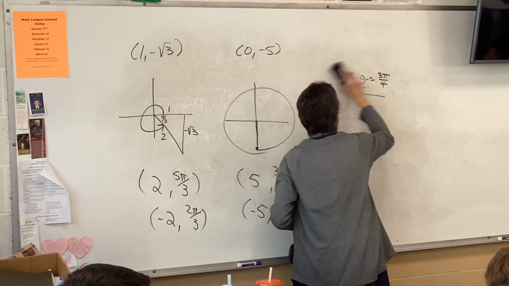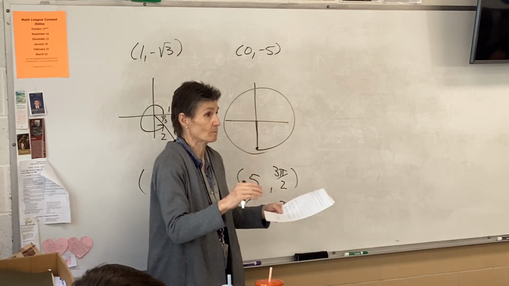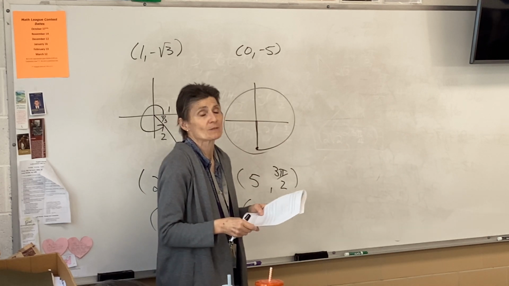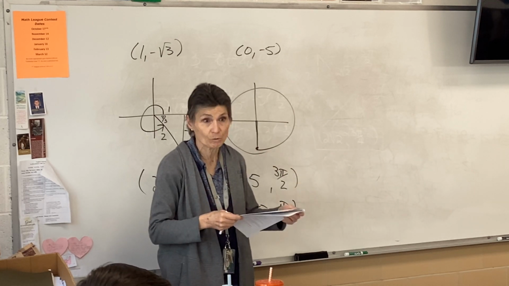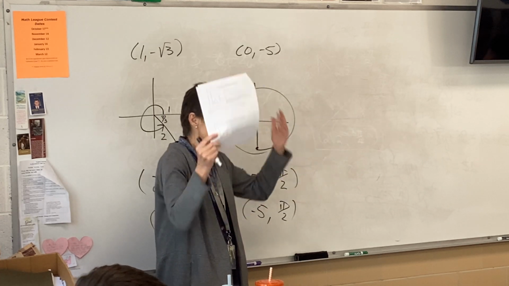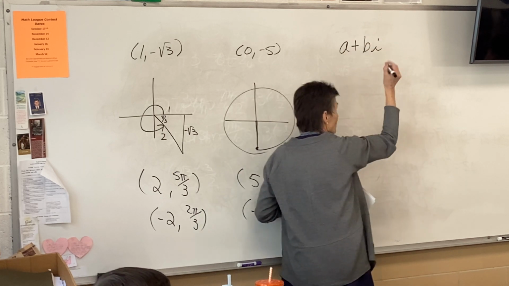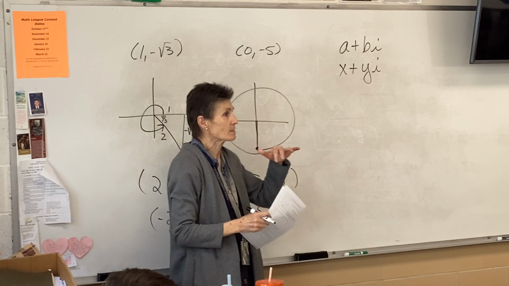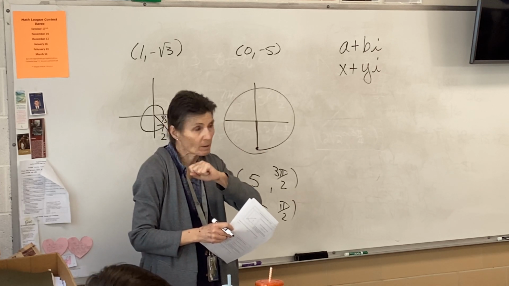Okay, now we're going to do exactly the same thing, but with complex numbers. So far, everything we've done has been in terms of points. Now we're going to deal with complex numbers. Anybody remember what a complex number is? It's got an imaginary component. Can you give an example? 3 plus 2i. They're a plus bi, or I prefer x plus yi, because that's what the components are. x is the real part of the number, and y is the imaginary part.